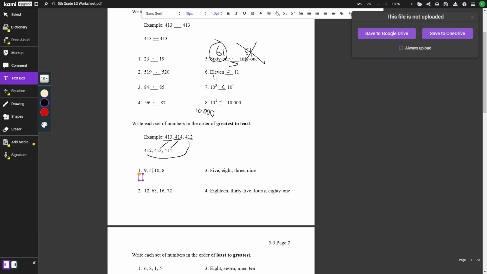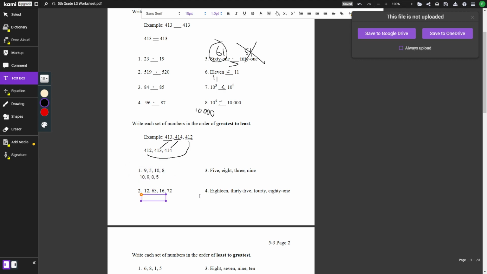9, 5, 10, and 8. Make sure to read the entire question first. 5 is the smallest number. The second smallest number is 8. Then 9. Lastly, 10, because that's the greatest number. So here, greatest to least. Remember to read the question correctly. 10, then 9, then 8, then 5. Because 10 is the greatest number, 5 is the least number.